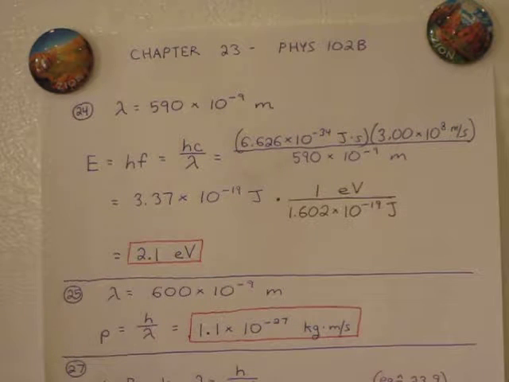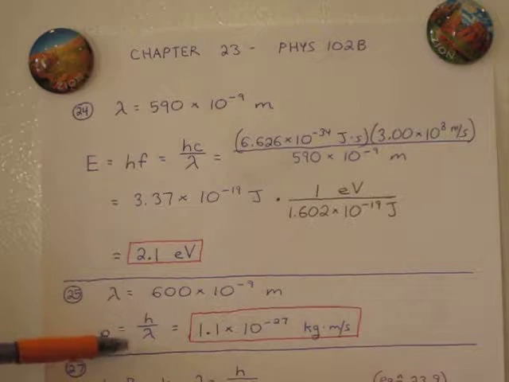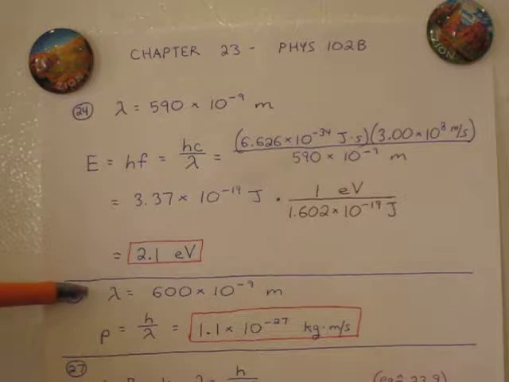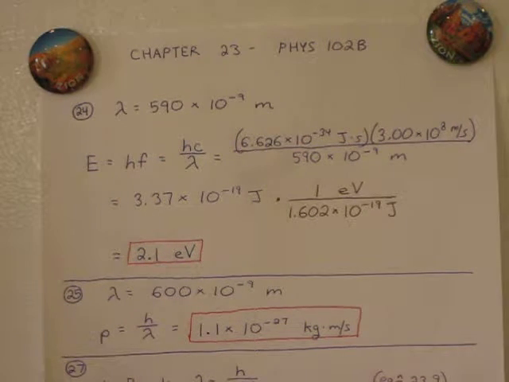Number 25, the momentum of a photon with wavelength 600 nanometers. Momentum is Planck's constant over wavelength. For wavelength, we need 600 times 10 to the negative 9 meters, and we get 1.1 times 10 to the negative 27 kilograms meters per second.